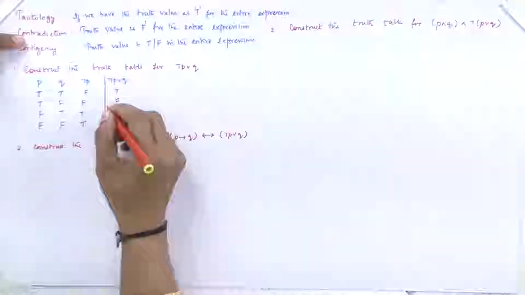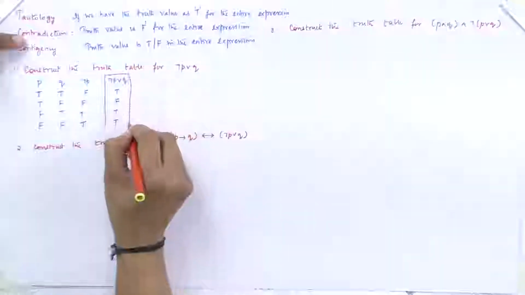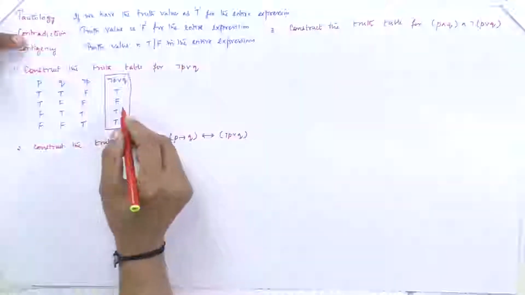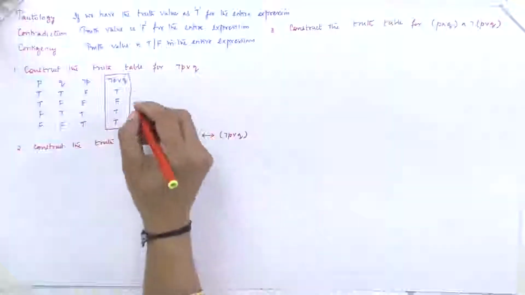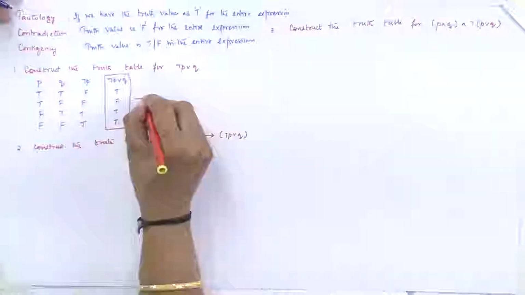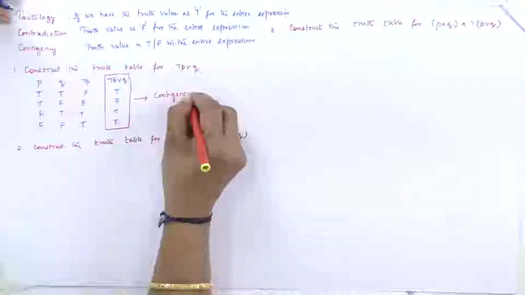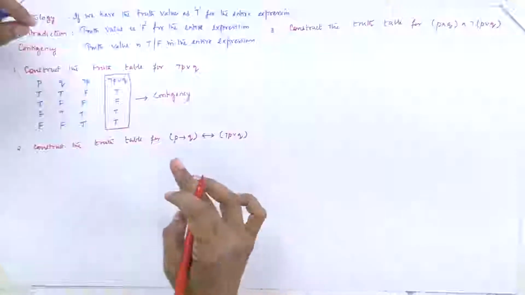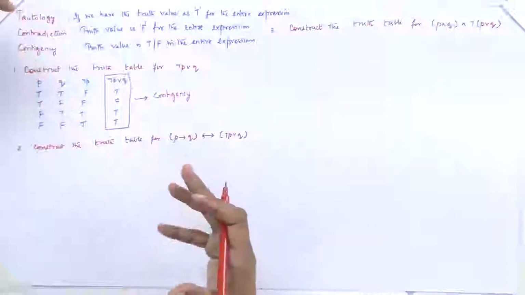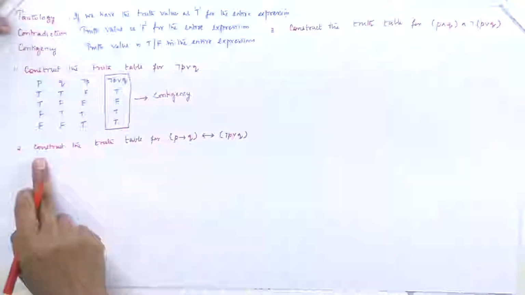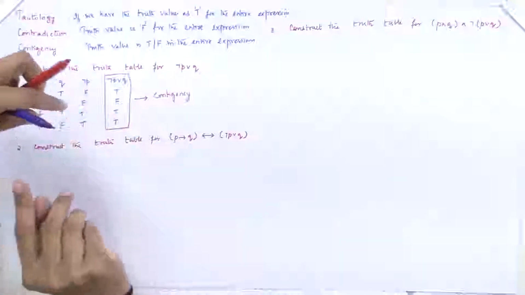So, now you just look into this final expression, right. This final expression has the truth value as T and F, both are there, which means that this is an example of contingency. Understood now? Hope you might be having a better knowledge if we do the problems or the examples.